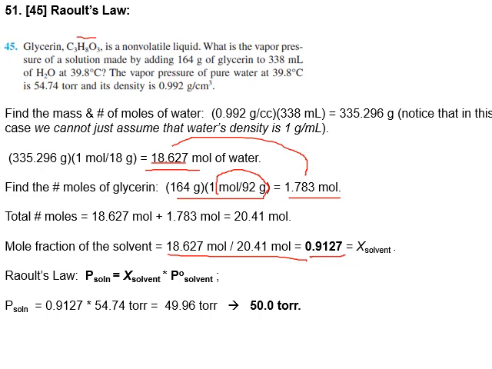Multiply that then times the pure water's vapor pressure, which is 54.74, and that will give you the vapor pressure of the solution. So the answer is about 50 torr here. Next.